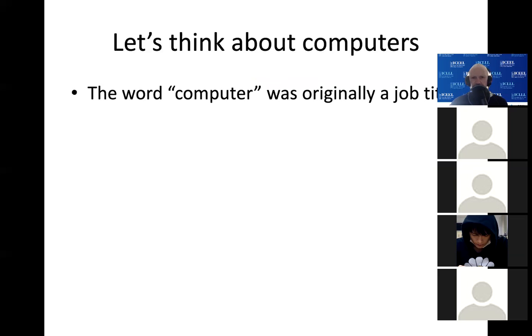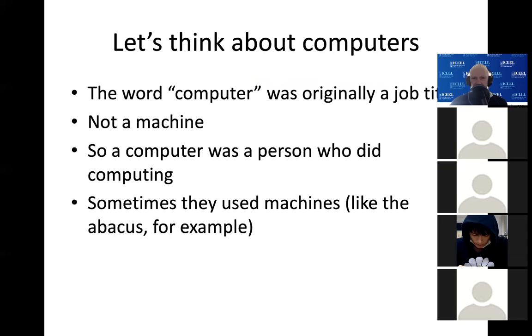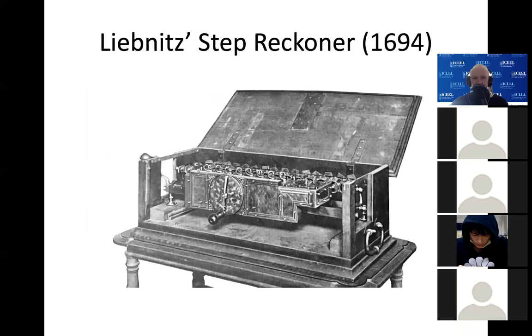So let's think about computers. The word computer was originally a job title. It's not a machine. I think I covered this last week. So a computer was a person who did the computing. And sometimes they used machines like the abacus, for example. So in other words, 5,000 years ago, the computer would be the person using the abacus rather than the abacus.